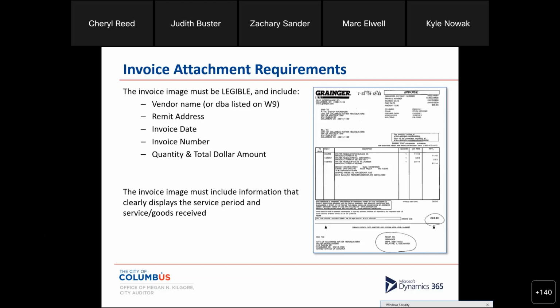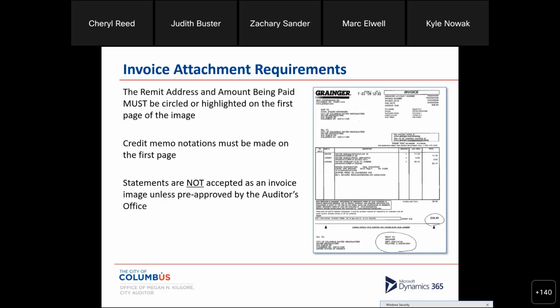So where we're going to start is with the invoice attachment requirements, and we want to make sure that our invoices are, number one, legible, and that they include the vendor name or the DBA that's listed on the W-9. Obviously, they need to have a remit address, an invoice date, an invoice number, the quantity, and the total dollar amount. The image should also include information that clearly displays the service period, if that's applicable, and what was actually received, right? In essence, a complete invoice, all the same things that we would expect to receive if we got an invoice in our personal life. I'm not paying if you don't tell me what it was for. So that's the first thing.